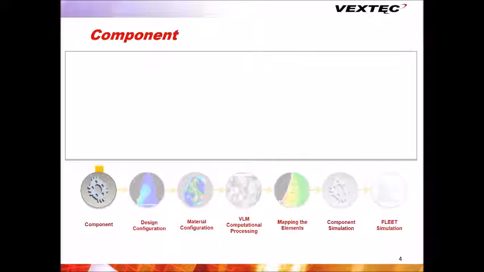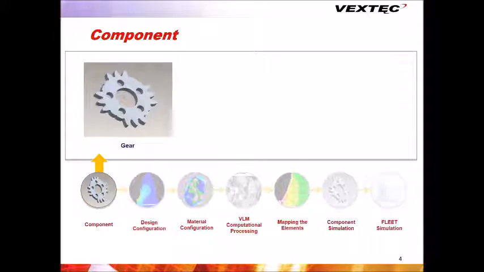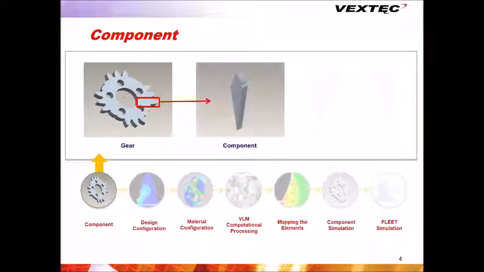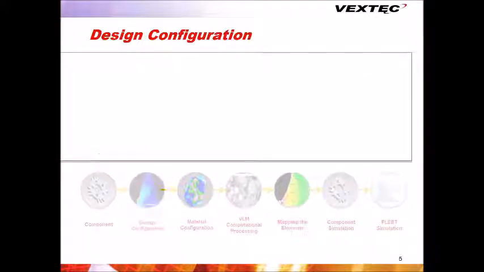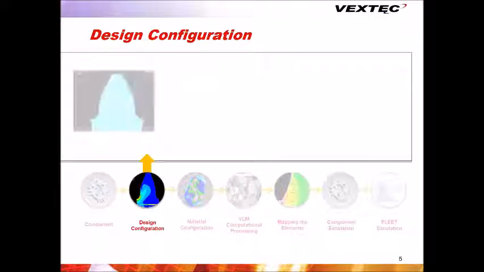This process demonstration starts with the gear component to be analyzed. A gear has many teeth. The simulation will initially focus on a single tooth. Most companies use CAD to lay out the dimensional aspects of a design. Shown here is a conventional CAD layout tooth. VLM builds on this information.